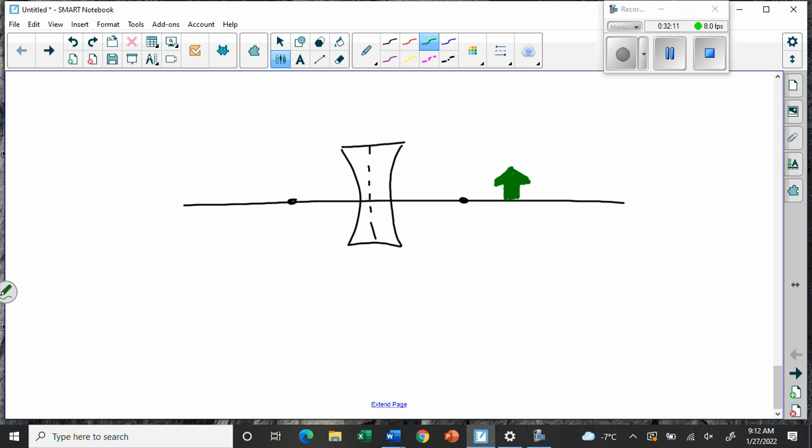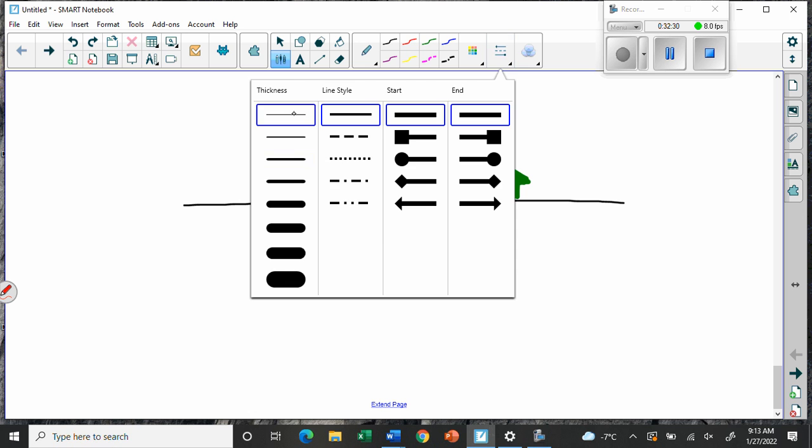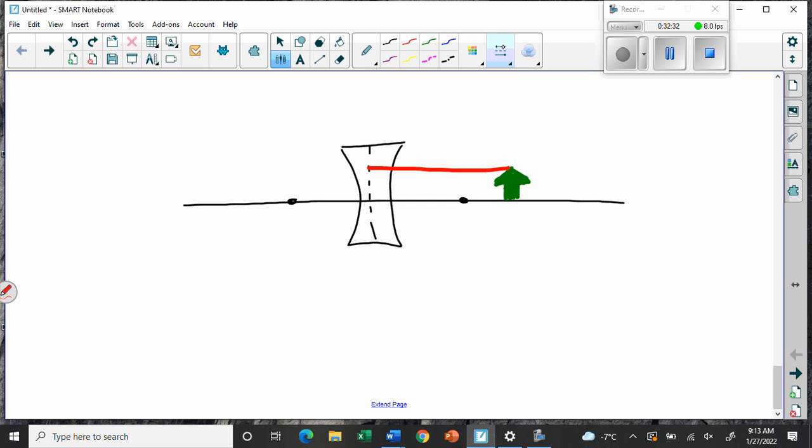So there's my object. So let's draw some rules. Let's do rule number 1. Okay, so parallel to the principal axis. There it goes. Now remember, it has to refract on a line through the focus. That's the rule. So let's try and imagine what would happen if I say, well, let's try to aim it for the focus on the left side. Well, that would be sort of down this way. That won't work because that light ray is converging, right? It's not diverging.